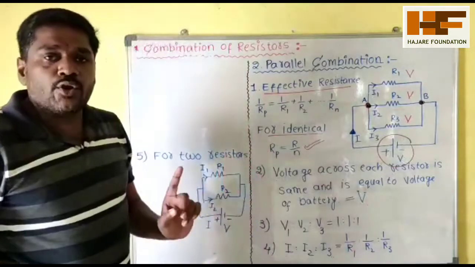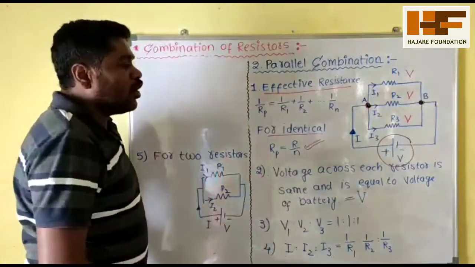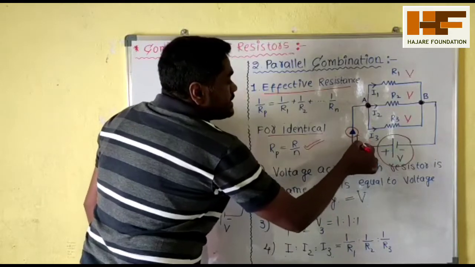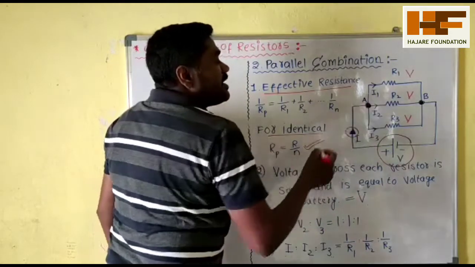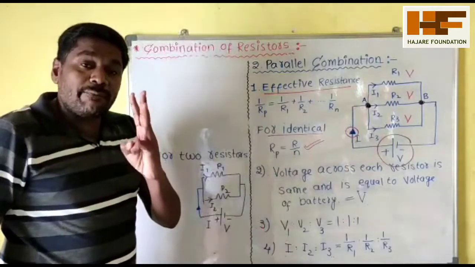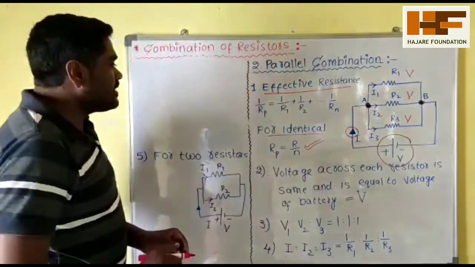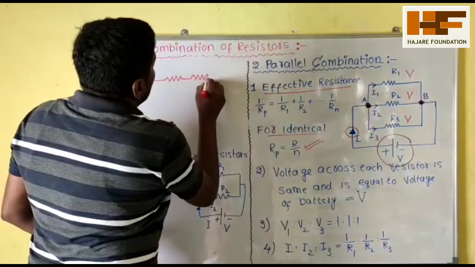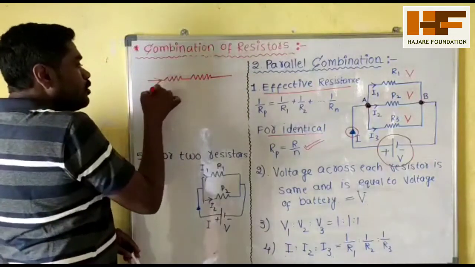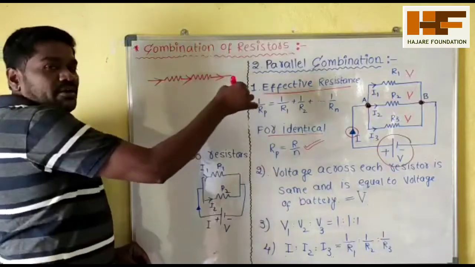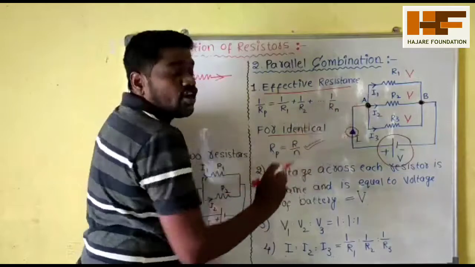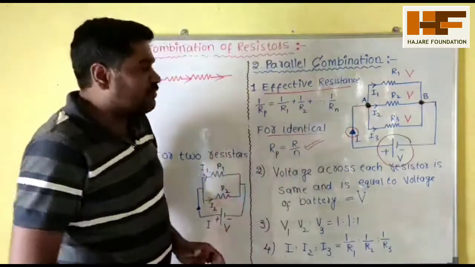But is the current the same? No, the current is not the same. The current is divided. See, the battery supplies some current, and this current comes to the junction. After coming here, how many paths are there? Three paths. In the series combination, there is only one path, one way. That's why the current is the same. But here it is not one way, it is a three-way.